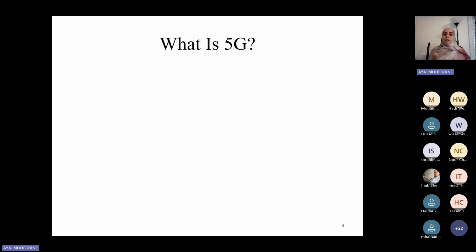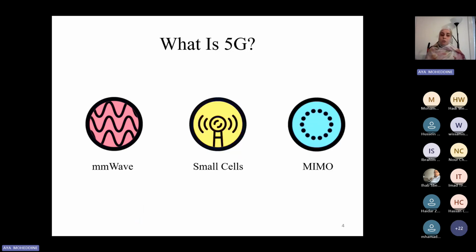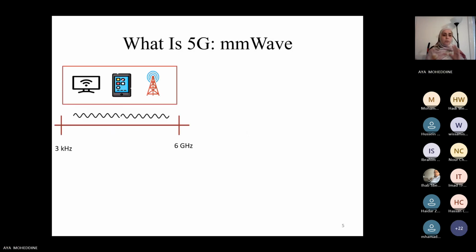So what is 5G? 5G is a combination of different new technologies, which are mainly millimeter wave, small cells, and MIMO. We'll start with millimeter wave. Why was millimeter wave introduced for 5G? Our smartphones and devices use very specific frequencies from the radio frequency spectrum, which are typically under 6 gigahertz. But these frequencies started to get more crowded, as carriers can only squeeze a limited number of bits of data into the same amount of frequency spectrum.